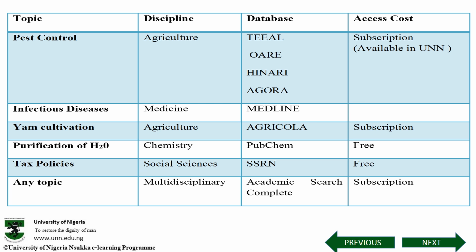If you're looking for infectious diseases, the discipline is medicine. Then the best database to look up this topic is Medline. We have yam cultivation, discipline agriculture, database Agricola. We have purification of water as a topic, the discipline chemistry, database PubChem. We have tax policies as a topic, the discipline social sciences. The database to look up this topic is SSRN, or Social Sciences Research Network.